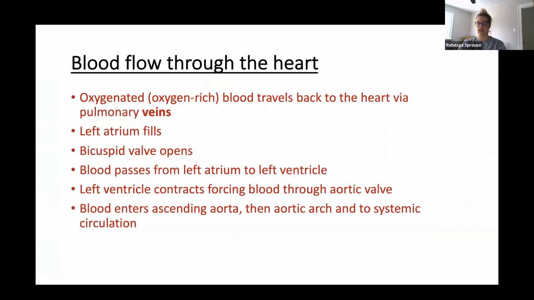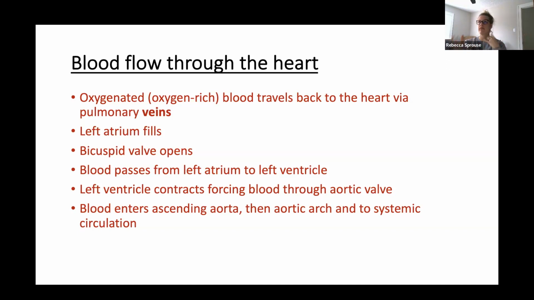Oxygenated and deoxygenated. So the thing to remember again is that the right side of the heart receives deoxygenated blood from the body and pumps that blood out to the lungs. At the lungs is where the oxygenation happens, and the lungs send the blood back to the left side of the heart. And then that left side of the heart is responsible for pumping that oxygenated blood out to the body.